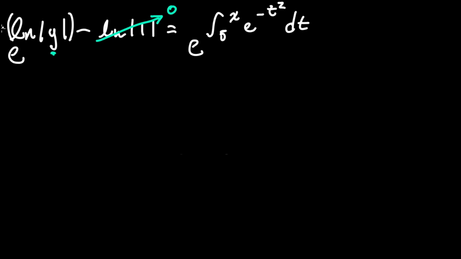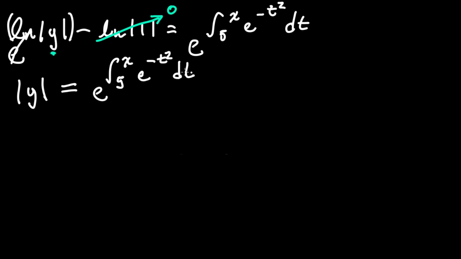Okay, great. So now that we have some more room to write, I'm just going to continue this. So now we have our absolute value of y, because e to the ln of a function or a variable or a constant is just going to return that variable, constant, or function. And so then we have the absolute value of y equals e to the power of the integral from 5 to x of e to the negative t squared dt.